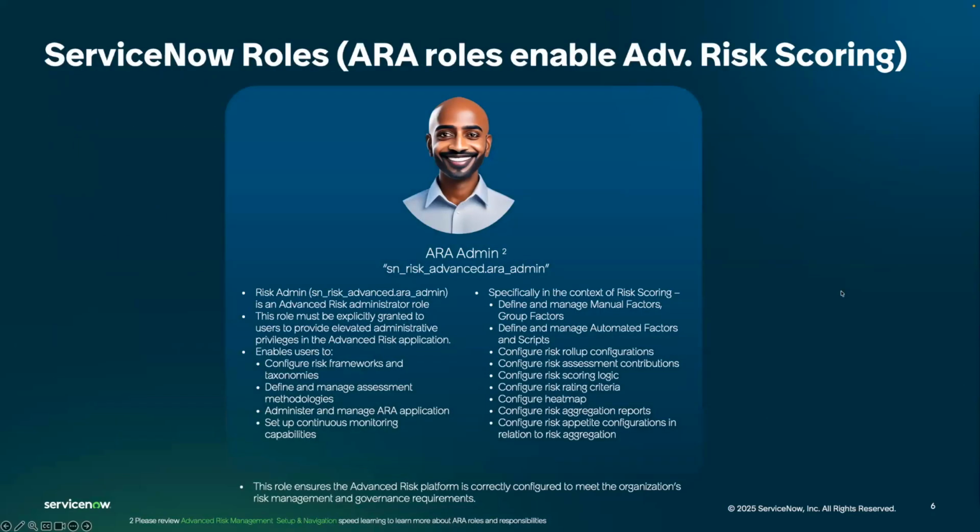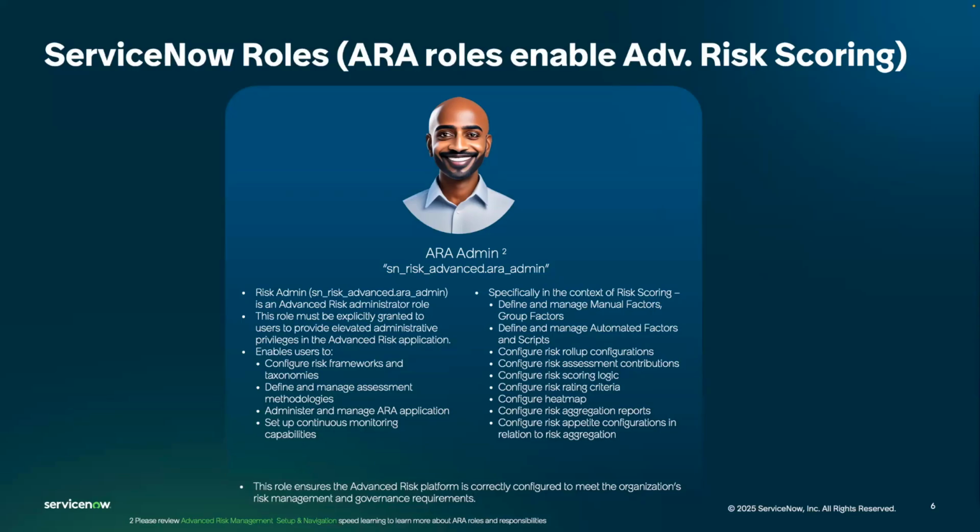Before we go deeper into risk scoring configurations, let's be clear about who configures risk scoring. The ARA risk admin is your power user role. This role must be explicitly granted. It provides elevated privileges across advanced risk. Risk admins configure frameworks, taxonomies, assessment methodologies, and continuous monitoring capabilities. They are the technical architects of your risk program.